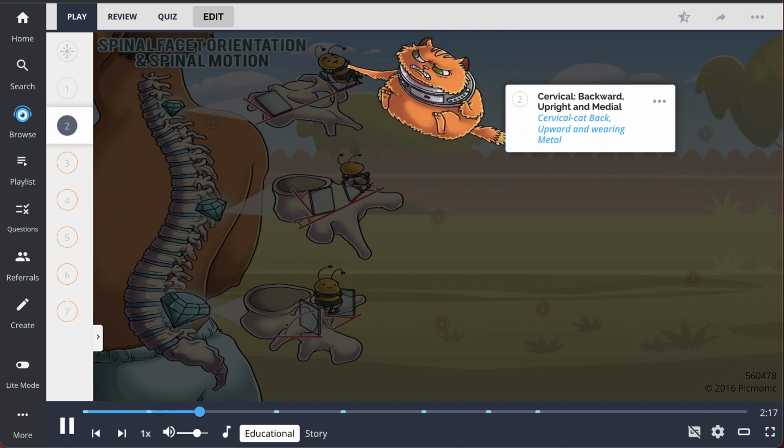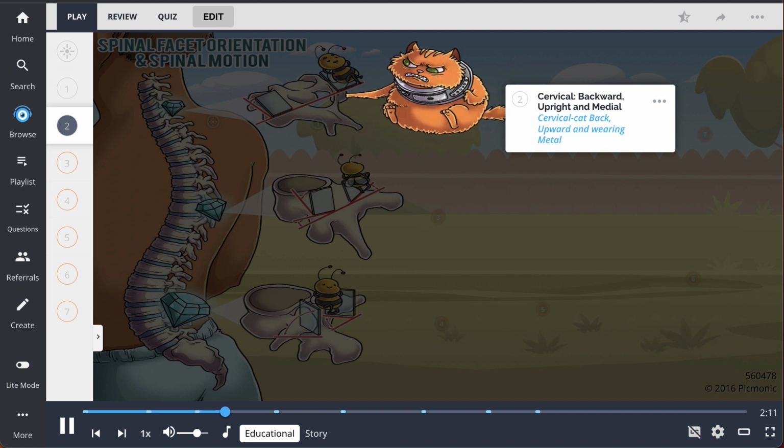The orientation of the superior facets in the neck are cervical: backwards, upright, and medial, shown by the cervical cat sitting back, upward, and wearing a metal cervical collar to prevent him from himself. The surface of the superior facets of the cervical spine faces back, up, and towards midline.